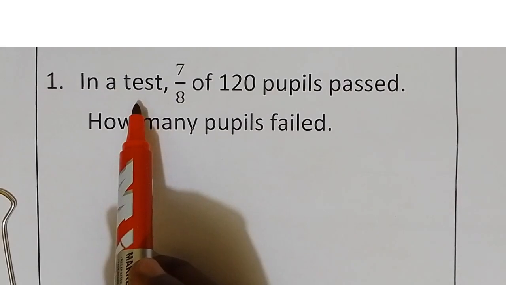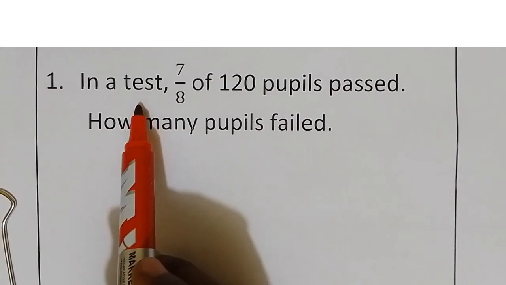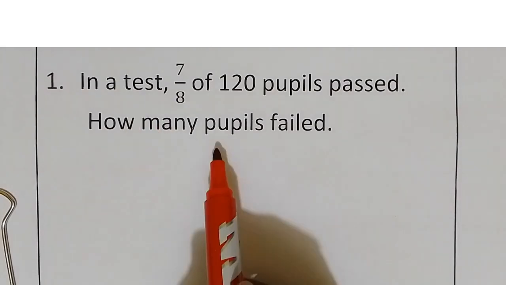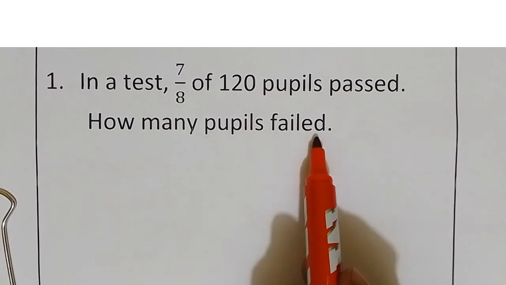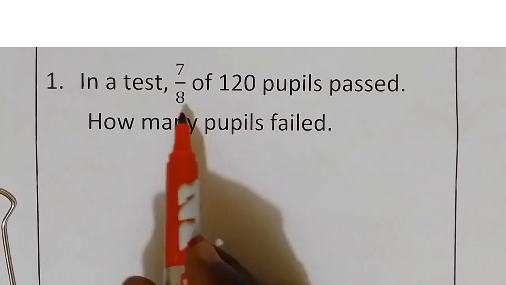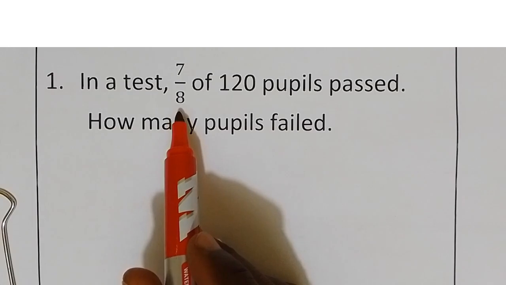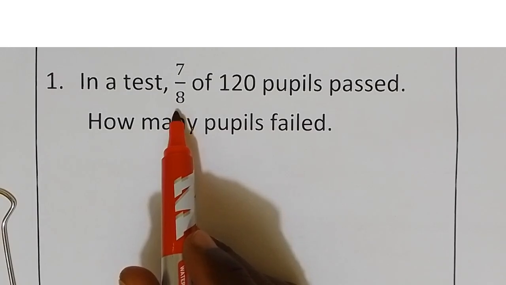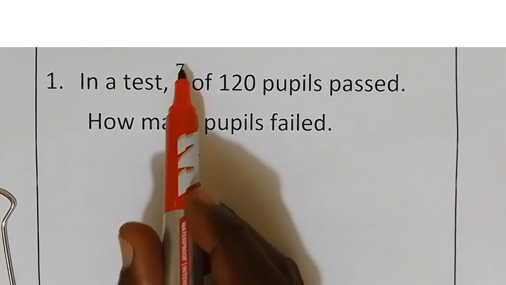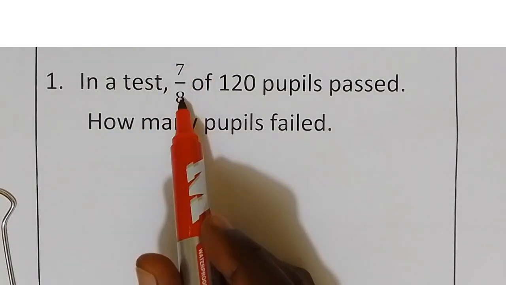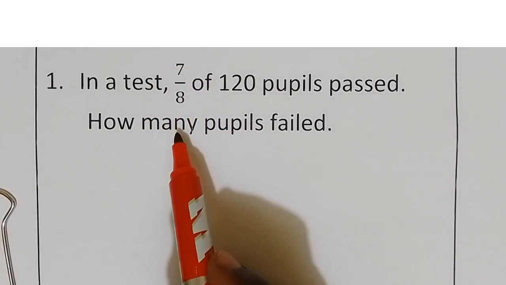But when you talk about fraction, the whole number of pupils is equal to 1. So if we need the fraction of those who failed, we are going to take the whole number of pupils, which is 1, take away 7 out of 8. We will get the fraction of pupils who failed.